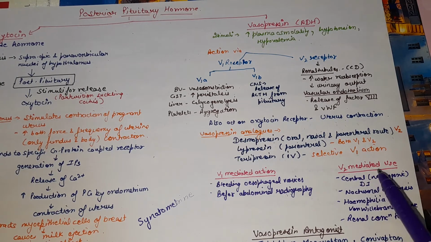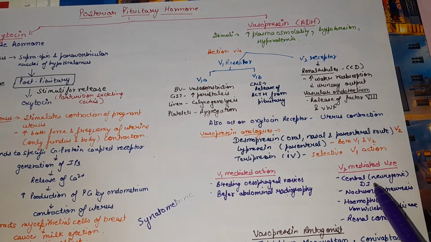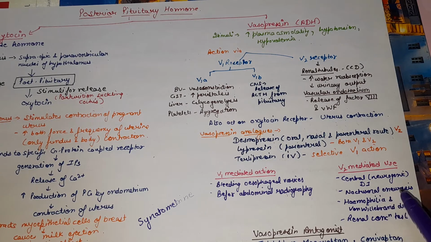V2 mediated uses: they are used in central neurogenic diabetes insipidus, as they act on the collecting duct where they increase water reabsorption and decrease urinary output. They are also used for the treatment of nocturnal enuresis or bedwetting in children.